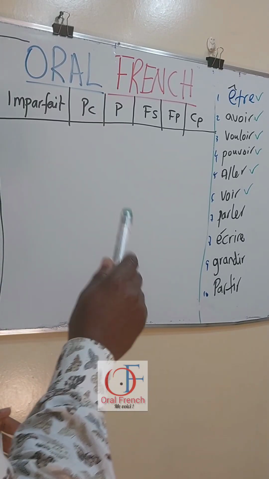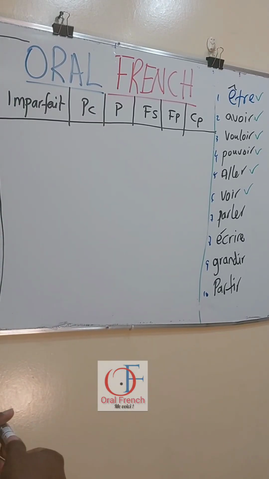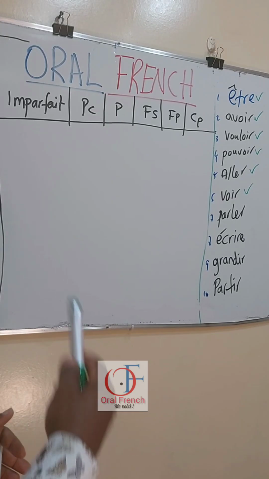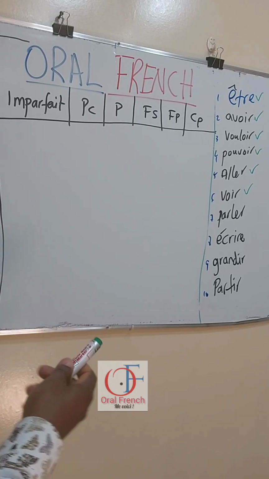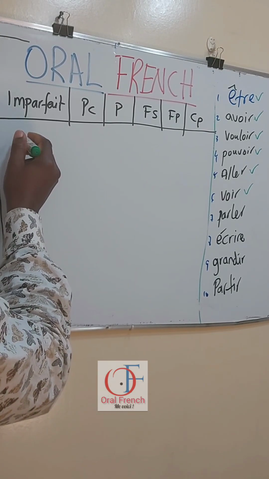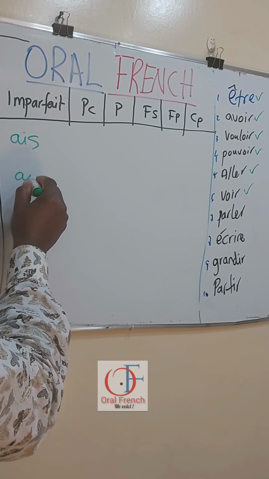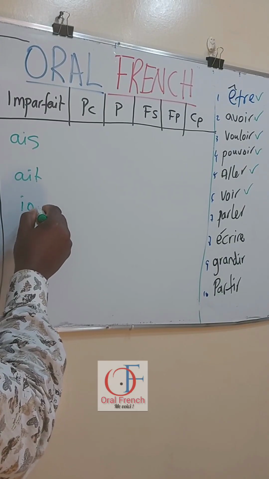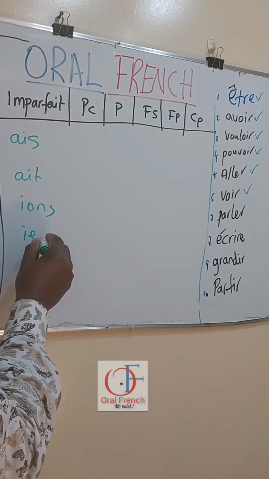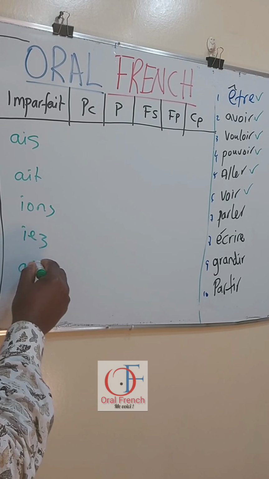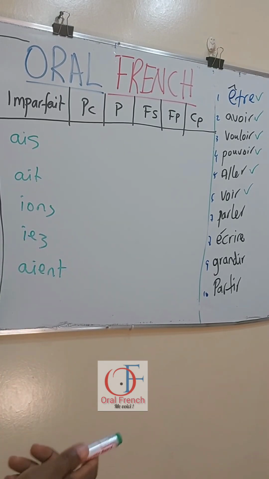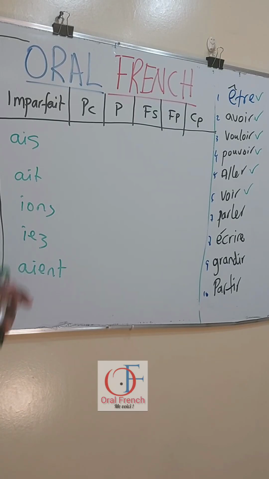But no matter how irregular they are, the ending is always going to be the same for all verbs for the imperfect. So if we say the imperfect endings are, for example, AIS, AIT, IONS, IEZ, AIENT. If we say these are the endings, remember I said endings, we can start to apply this imperfect to talk in so many situations.